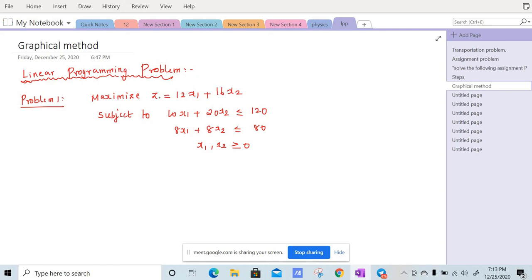So they will give a maximization problem. You need to maximize this function under these two constraints. So these two are called constraints, right? And they will give maximize or minimize, right? The question can be maximized or it can also be minimized.